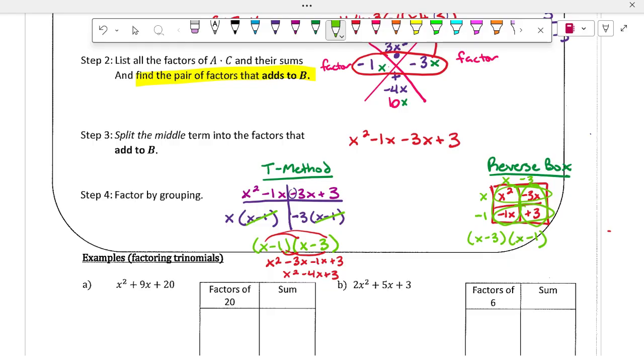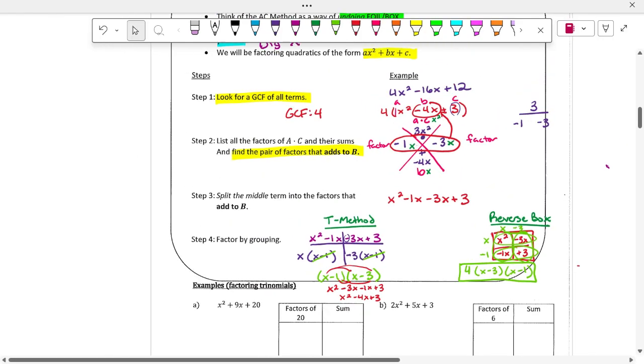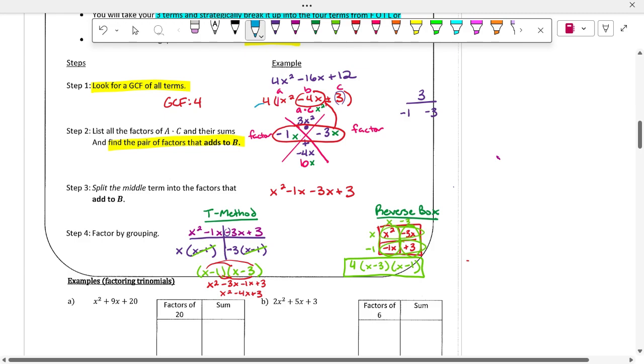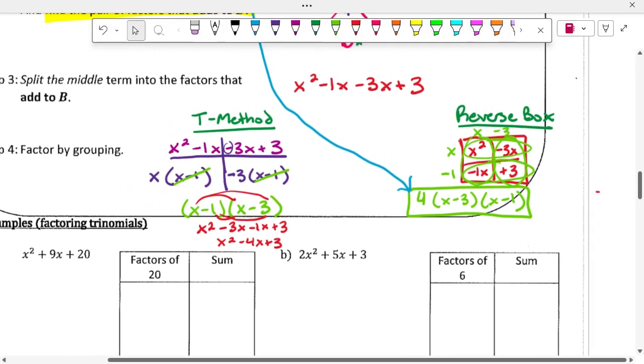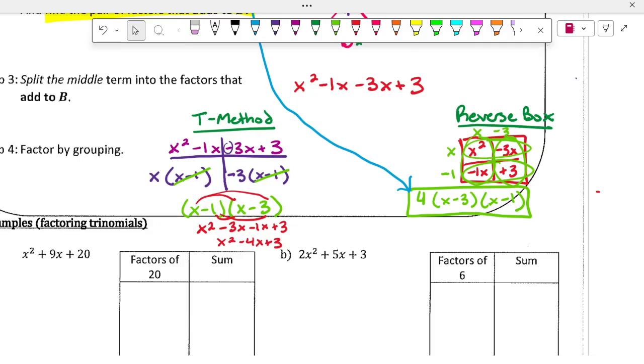Now, there's one thing I'm missing from this factor. What is it? The GCF of 4. So a full factor would be 4 times x minus 3 times x minus 1. So don't forget to bring that GCF down. And again, if you doubt yourself, then do the quick box method or FOIL just to make sure that you got the correct thing. Because remember, that's what we're undoing.